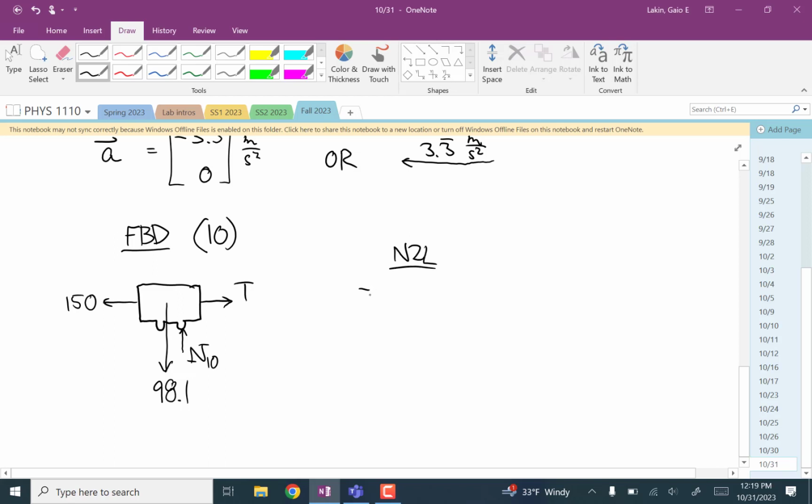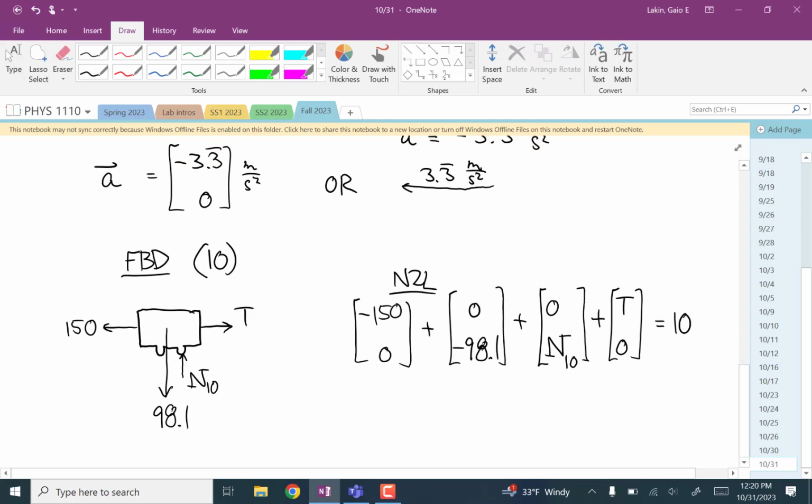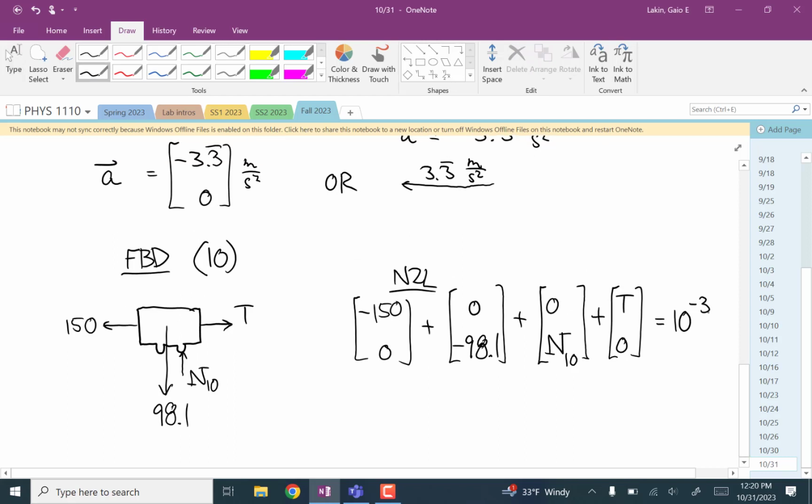So Newton's second law says negative 150, 0, plus 0, negative 98.1, plus 0 and N10, plus T, 0 is equal to the mass, 10, times the acceleration, which now we know. If we didn't know this, we'd have too many variables and we wouldn't be able to solve for the force.